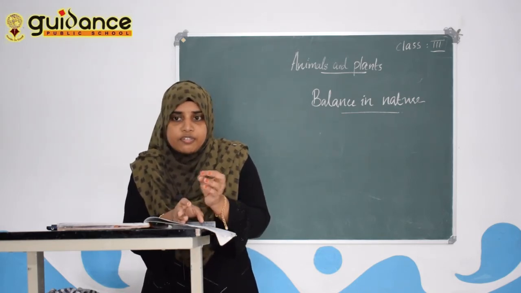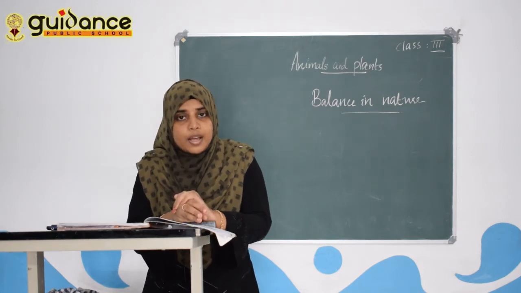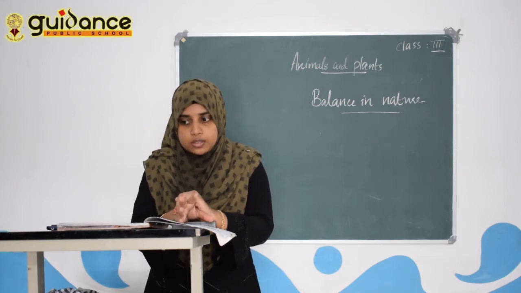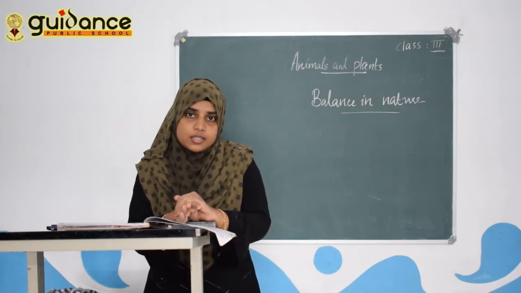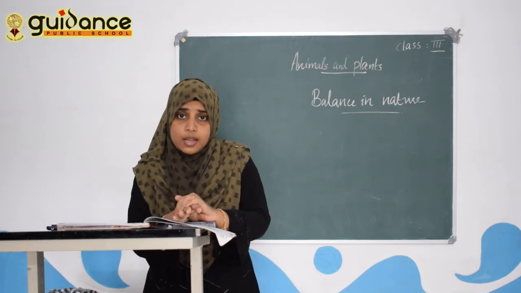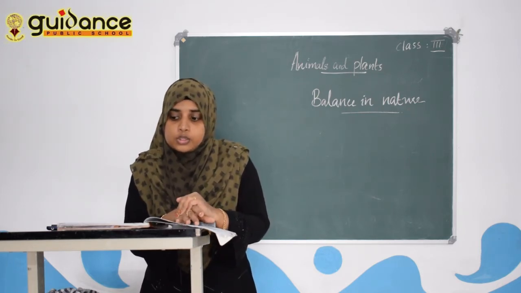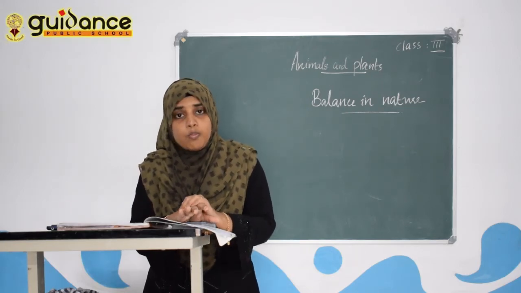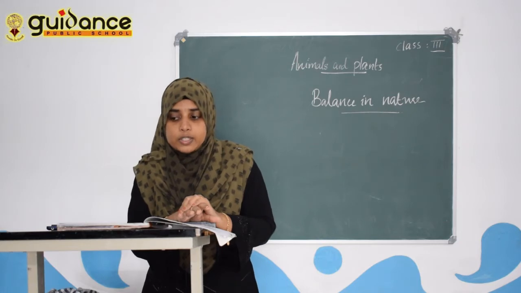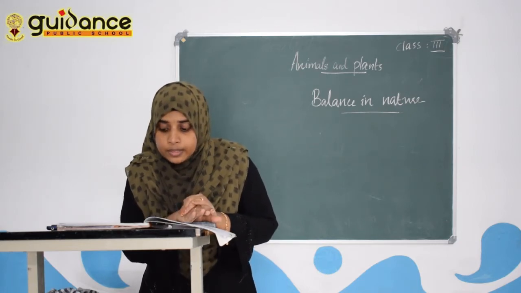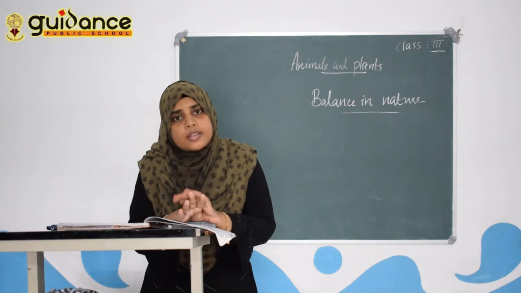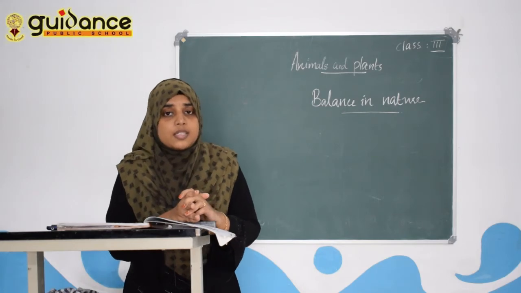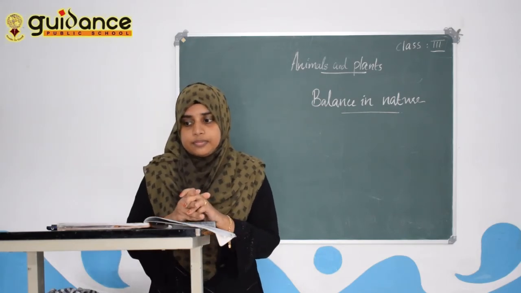If there are just enough plants, just enough plant eating animals and just enough flesh eating animals in the world, there is a balance in nature. How to maintain this balance in nature? To protect animals and to grow more trees. What is meant by balance in nature?